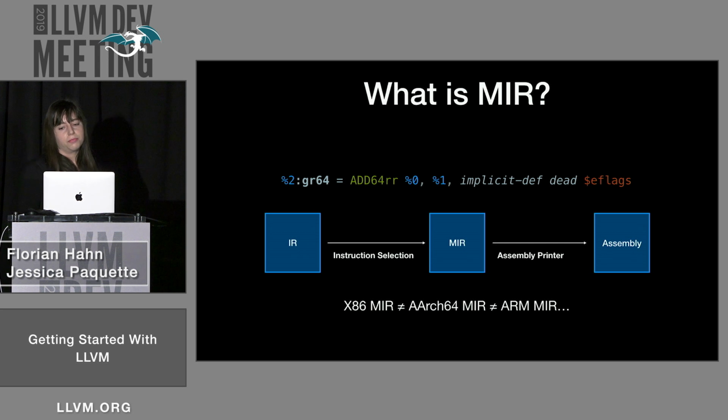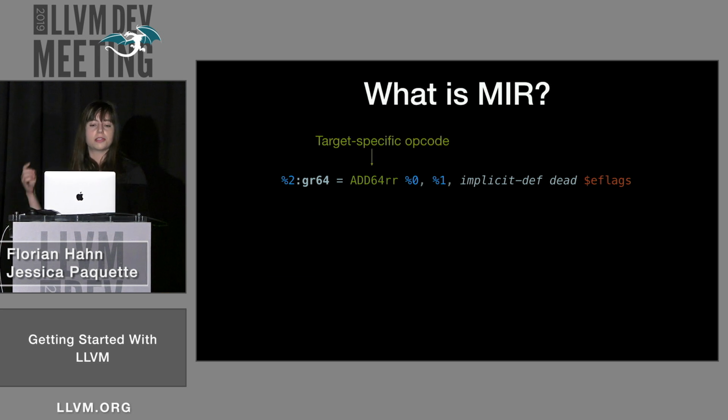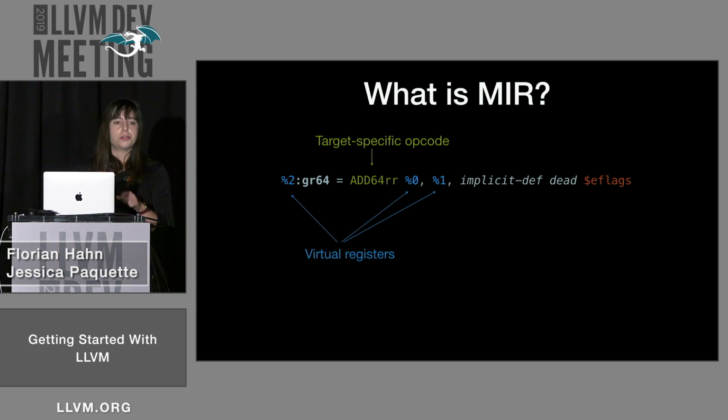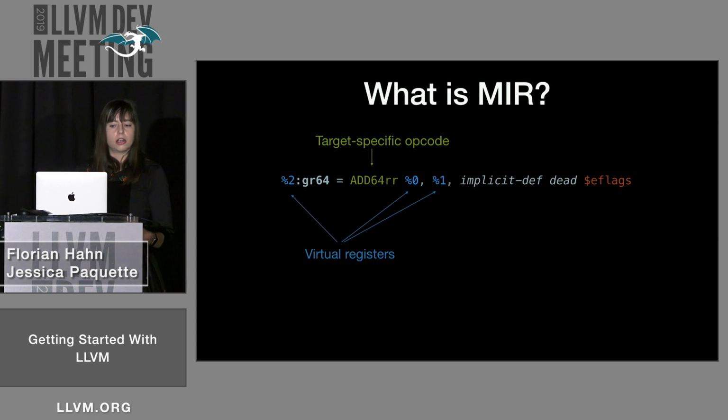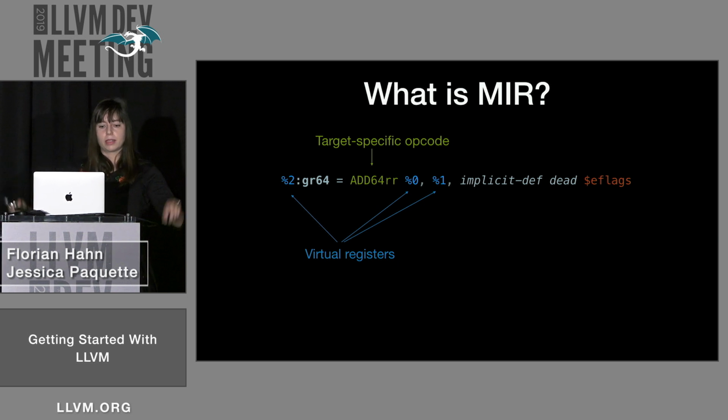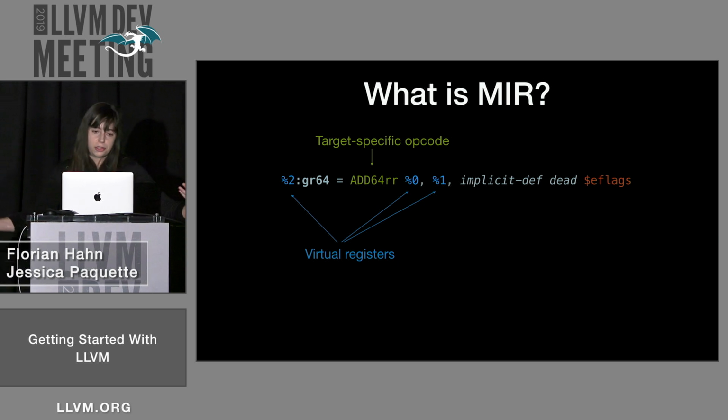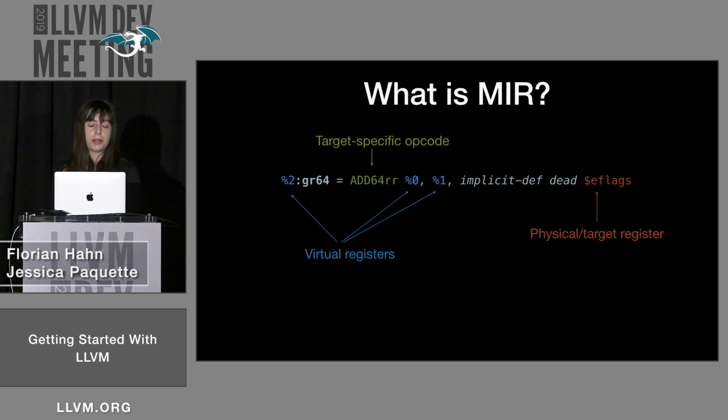The anatomy of a MIR instruction goes something like this. MIR features target-specific opcodes, which are declared for the target itself. This, for example, is an x86 MIR instruction, and so this opcode is x86 specific. MIR has virtual registers prior to register allocation. Virtual registers are denoted by a percent sign followed by a number. These are placeholders for some kind of register. MIR also has physical registers. These represent the real registers that are available on the target system. After register allocation, every virtual register is going to be replaced with a physical register.